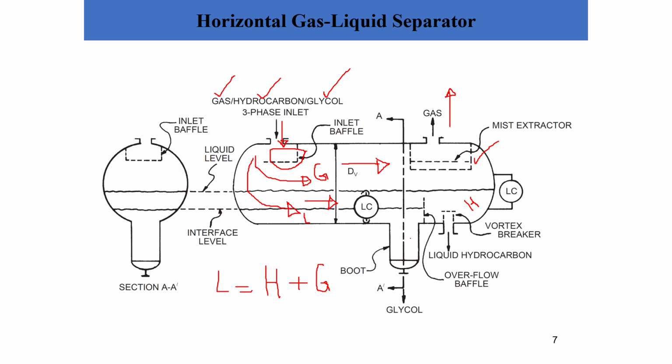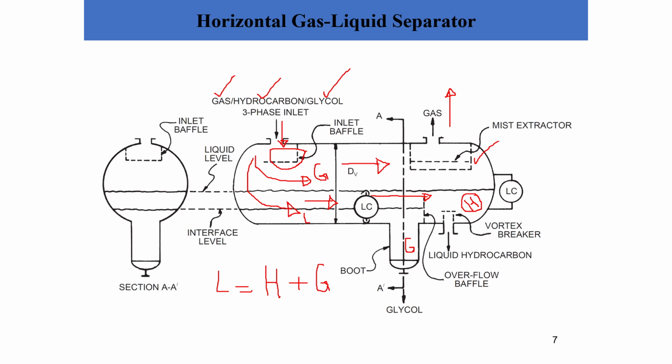And here will be the glycol. So the glycol, which is the heavier liquid stream, will be separated through the boot, because it's the heavier material, it will settle at the bottom of the separator. And the hydrocarbon, which is lighter than the glycol, will flow on the top of the glycol, and it will be separated through another outlet, which is the liquid hydrocarbon outlet.